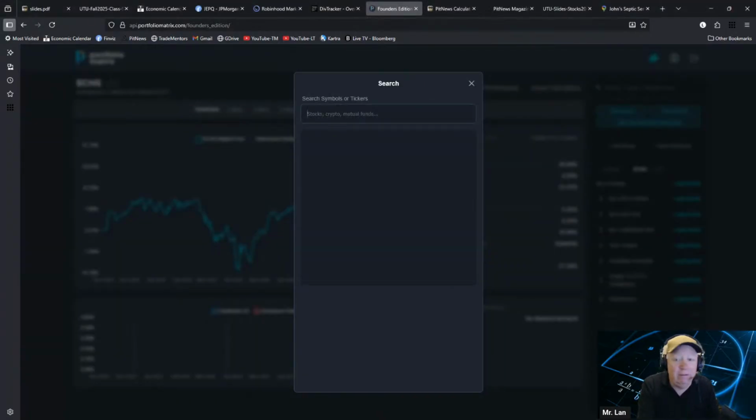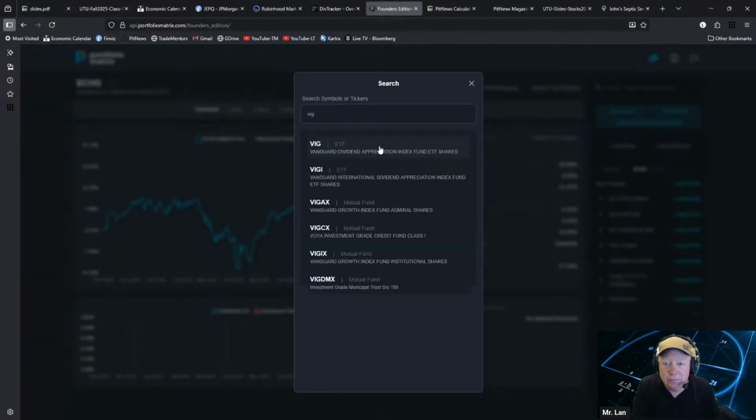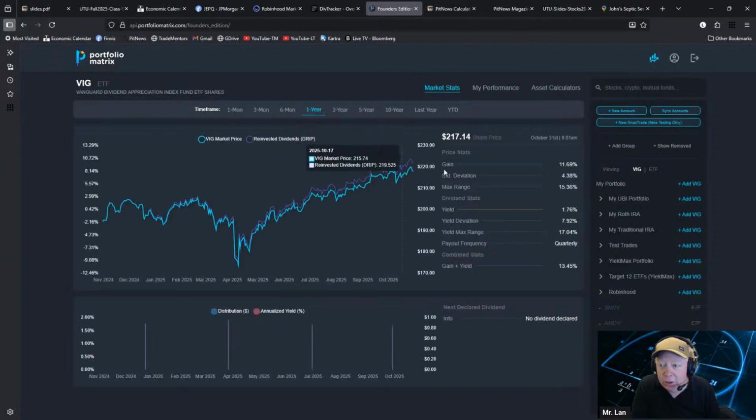So we've got the VIG. Let's look at the VIG. So the VIG had a gain of 11% and a yield of 1.7. So that's 13.5%. That's killer. Anything above 10% is killer.